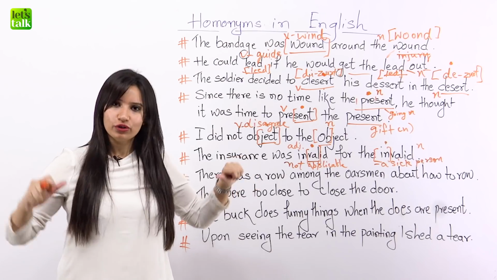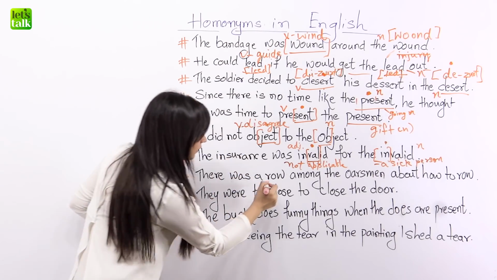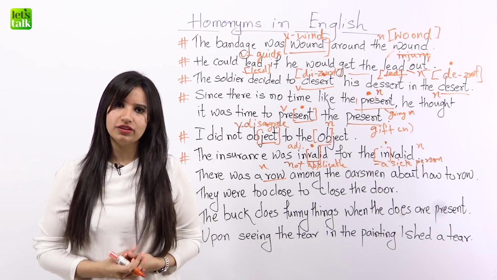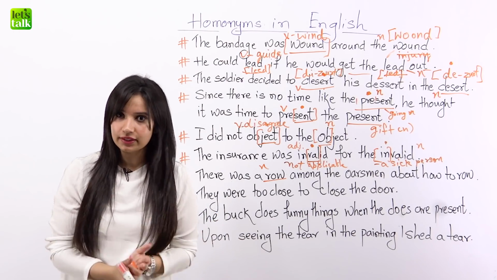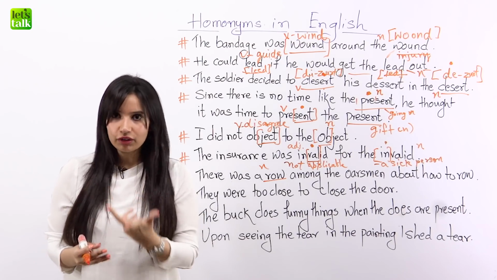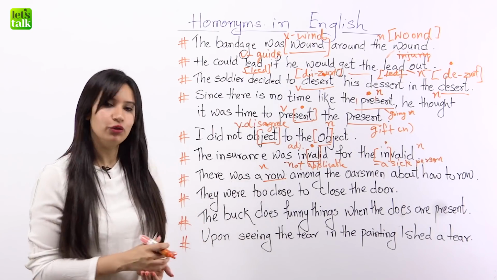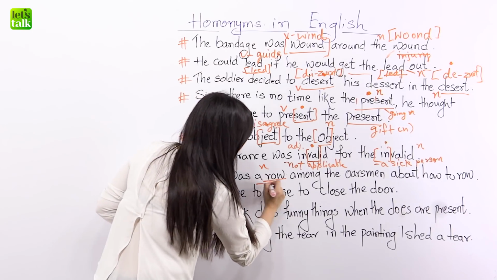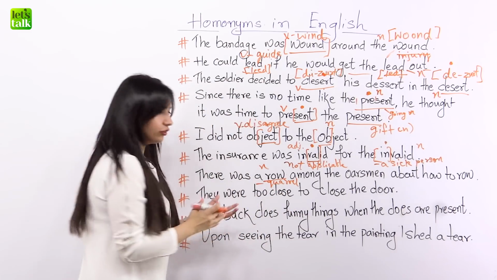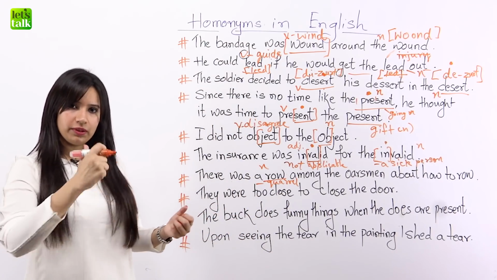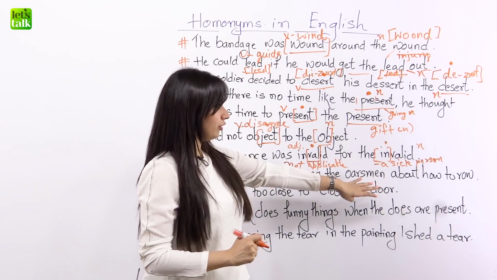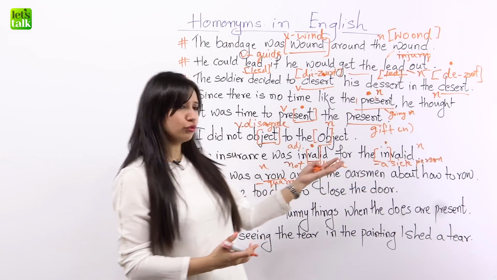The next sentence that we have is, there was a row among the oarsmen about how to row. So there was a row. This word is a noun, but what does it mean to have a row? To have a row means to have a quarrel or a disagreement with someone. So if you have a verbal disagreement or an argument with someone, that is having a row. To have a quarrel. So there was a quarrel among the oarsmen. Oarsmen are people who oar the boat, okay? And they were having a disagreement about how to row.